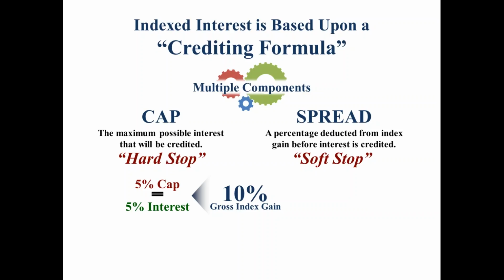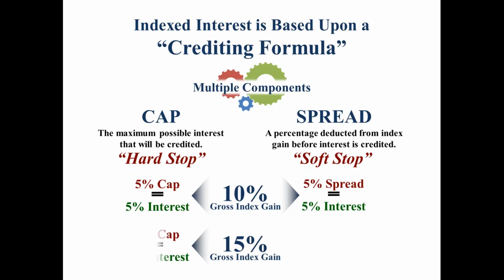Now, a spread works differently than that. Let's take that same 10% gross index gain and assume I have a 5% spread. Well, 10% minus 5% equals 5% interest, right? That's how a spread works. But why do I say it's a soft stop? Because if the index goes higher, we're going to get more interest. Let's say we had a 15% gross index gain. Well, if I have that same 5% cap, I'm still going to get 5, right? Max I can get. Correct, Lori? Yes, that is correct.